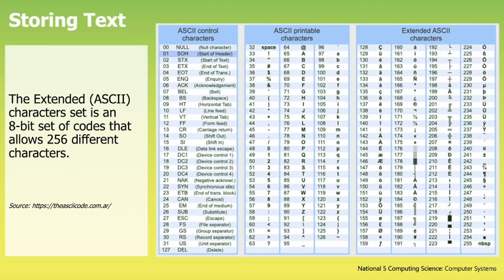Let's have a look at how we now store text. So to store text on the computer, we use a method called extended ASCII. ASCII stands for the American Standard for Information Interchange. And for each character that we have, there is an 8-bit binary code that represents that. That means we can store 256 different characters.